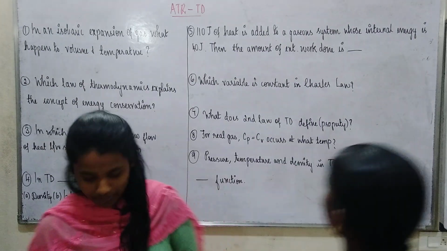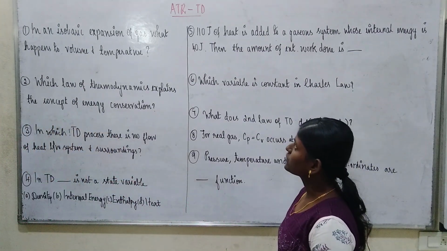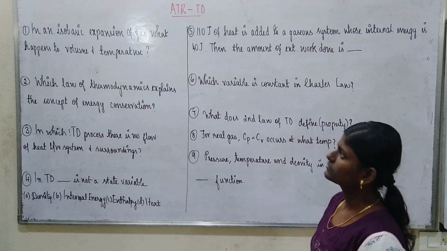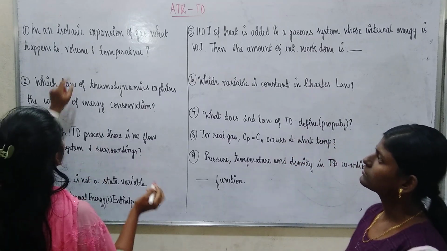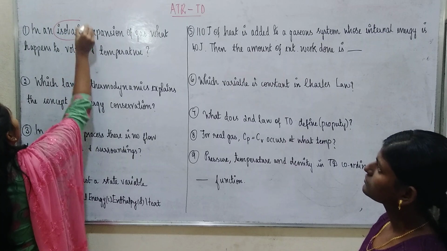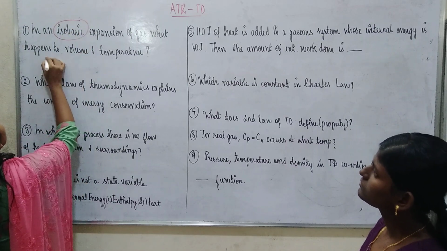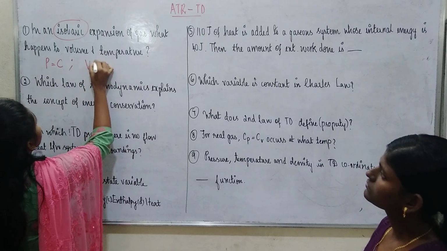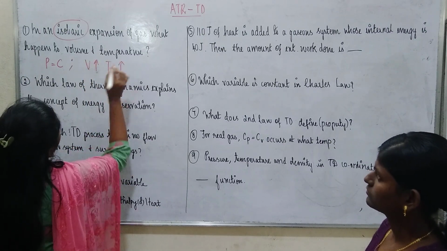First question: in an isobaric expansion of gas, what happens to the volume and temperature? Here we can see the term isobaric. When it is isobaric, the pressure remains constant. When pressure remains constant, volume increases and in the same way temperature also increases.